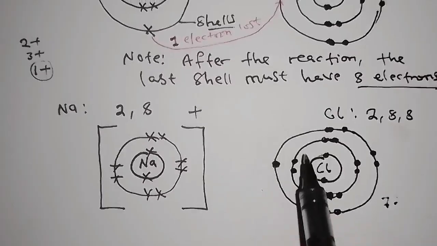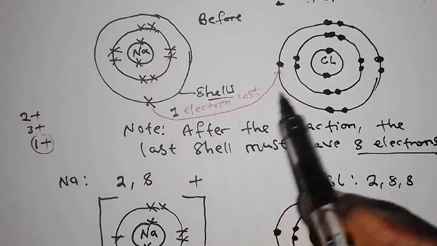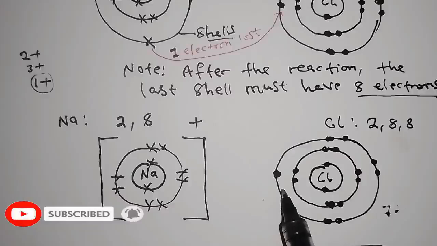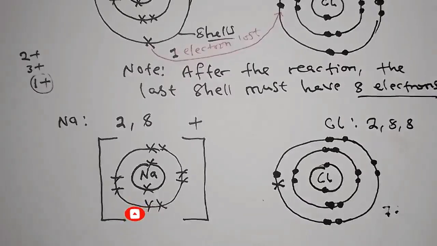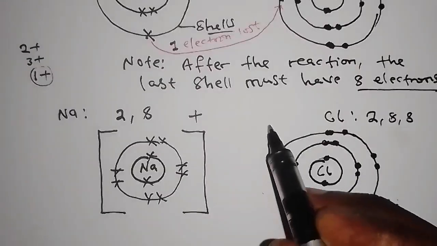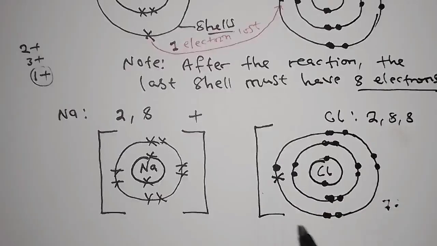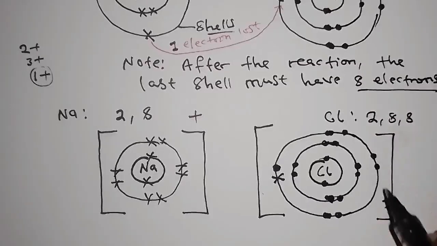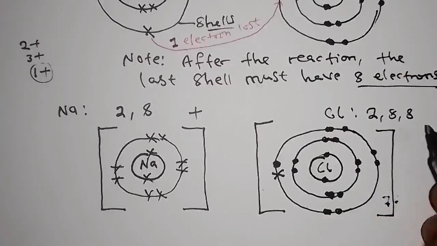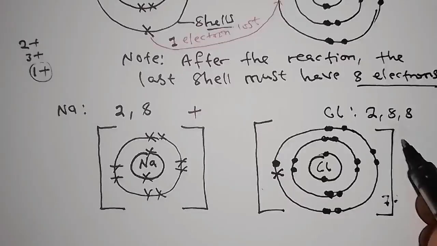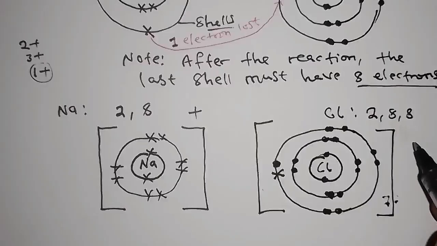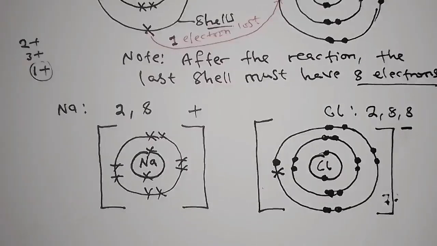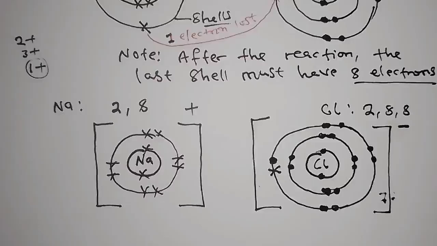So now the last one that was transferred to the chlorine, that came from the sodium, must be indicated as a star, so that we differentiate. Okay, then you just put the bracket. How many electrons has the chlorine gained? Just 1. But all nonmetals are going to carry a negative charge, so you're just going to write 1, negative there.